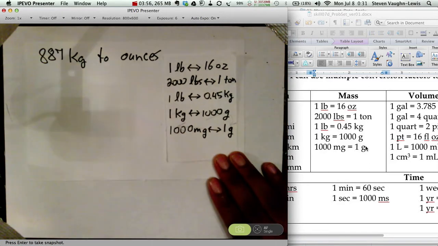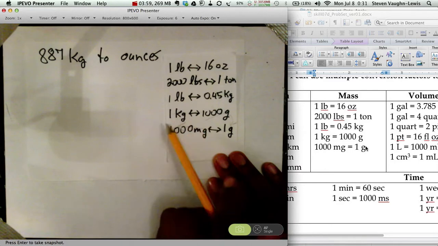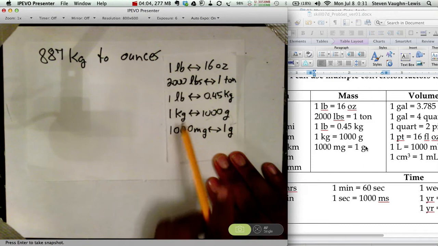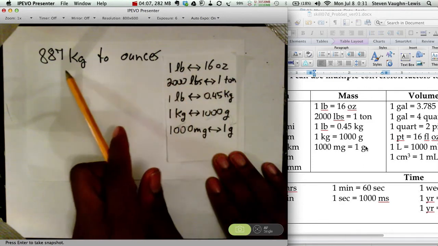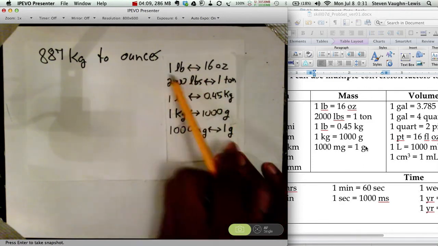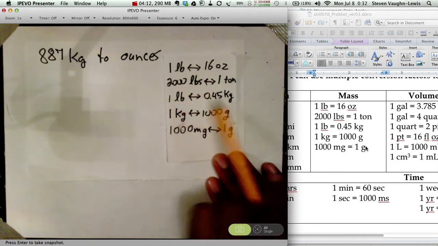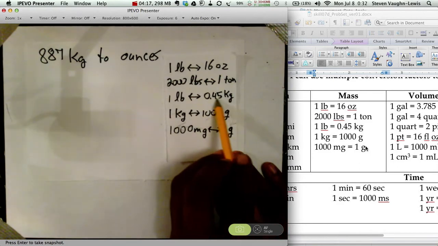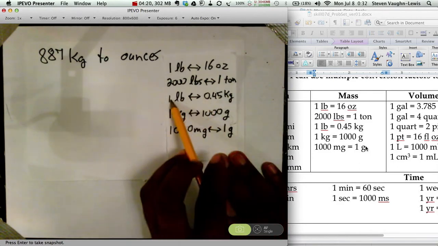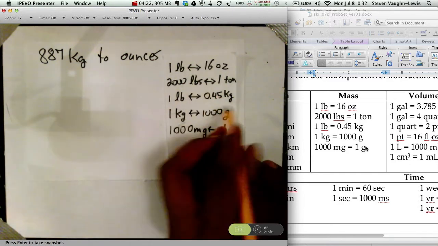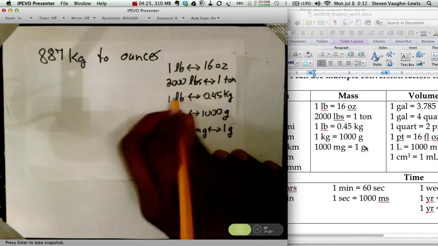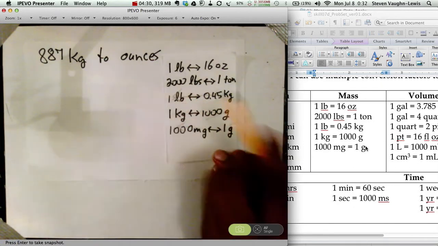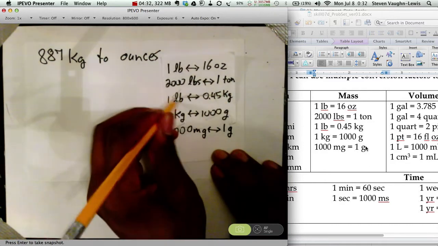I'm going to erase that and we're going to have to try again. Alright, so we're going to start at kilograms. We tried kilograms to grams to milligrams. That didn't work out. Is there anywhere else I can find kilograms on here? Because I want to start with kilograms. So let's look. Pounds and ounces, pounds and tons, pounds and, oh, here we go. Pounds and kilograms. So I have 0.45 kilograms equals 1 pound. I can go easily between the two. So I'm going to draw my arrow going from kilograms to pounds.